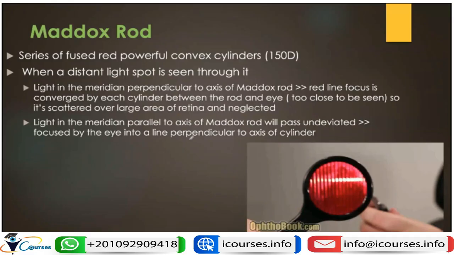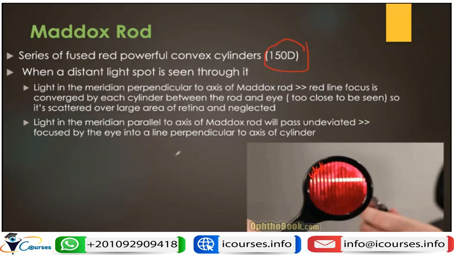Another application of the prisms is called the Maddox rod. So what is the Maddox rod? The Maddox rod is a lens that consists of a series of powerful convex cylinders, joined together, and the power of each one of them is about 150 diopters. This will be discussed in the cylindrical lenses.